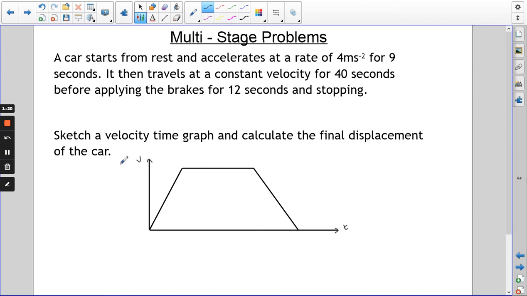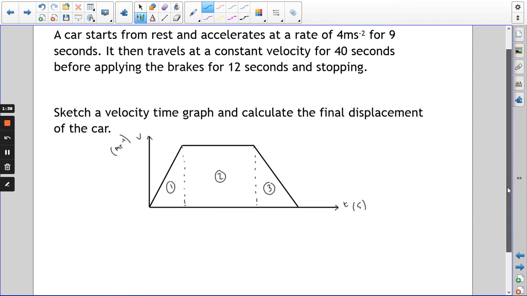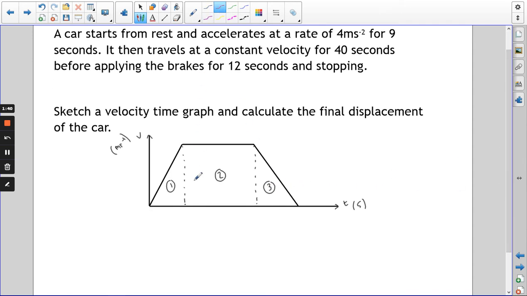Okay, so we've got velocity, that's in meters per second, and the time is in seconds. Okay, so we're definitely in 3 parts. So if I label them 1 for the acceleration phase, 2 for the constant velocity phase, and 3 for the deceleration phase. Okay, and then just work through looking at what you know about each phase and calculating anything that you can.